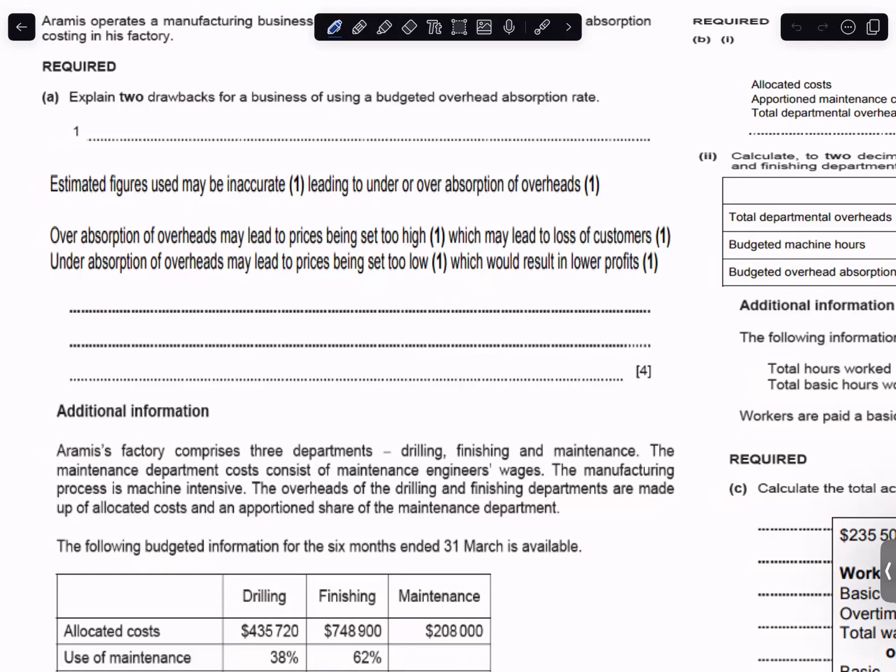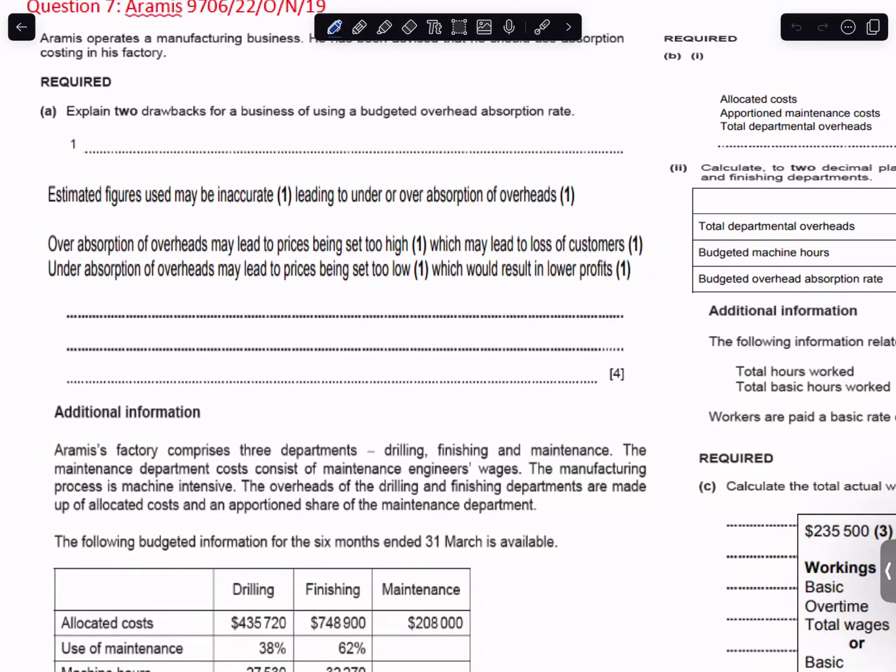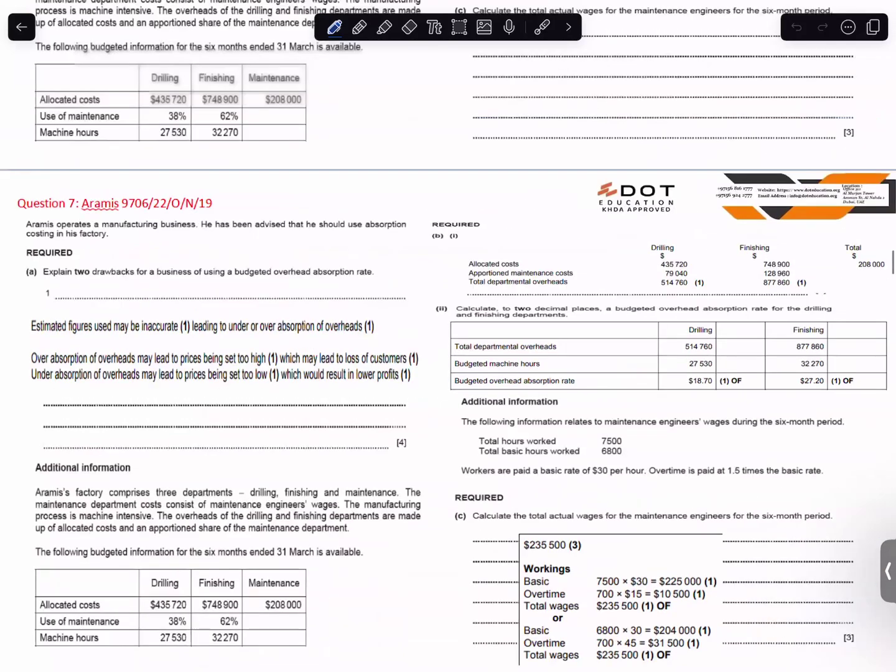Again, I'm coming back to the question for 4 marks: drawbacks of a business using a budgeted overhead absorption rate. The estimated figures can be inaccurate, which may lead to under absorption or over absorption of overheads. If it is over absorption of overheads, it may lead to prices being set too high, which may lead to a loss of customers. And if there's under absorption of overheads, it may lead to prices being set too low, which would result in lower profits.